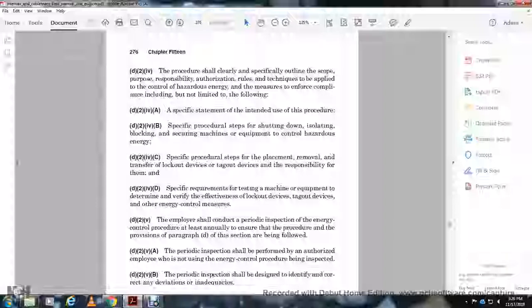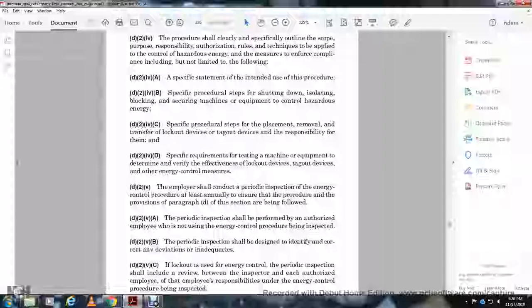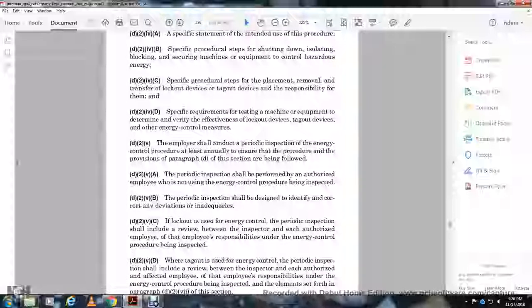Specific requirements for testing a machine or equipment to determine and verify the effectiveness of lockout devices, tagout devices, and other energy control measures. The employer shall conduct a periodic inspection of the energy control procedure at least annually to ensure that the procedure and the provisions of paragraph D of this section are followed. The periodic inspection shall be performed by an authorized employee other than the one using the energy control procedure being inspected. The periodic inspection shall be designed to identify and correct any deviations or inadequacies in the lockout.